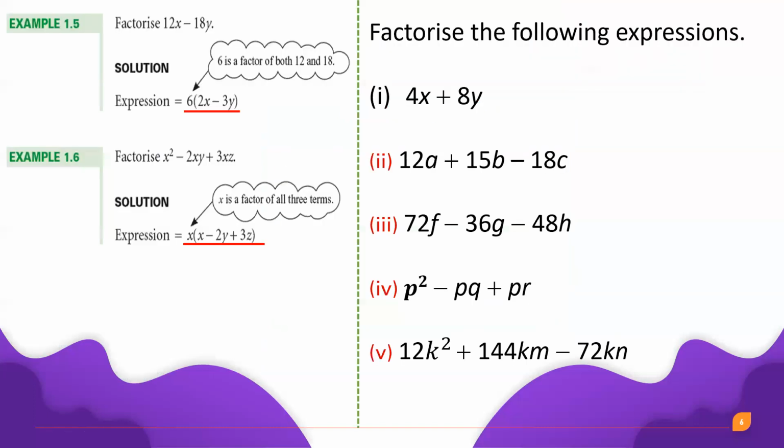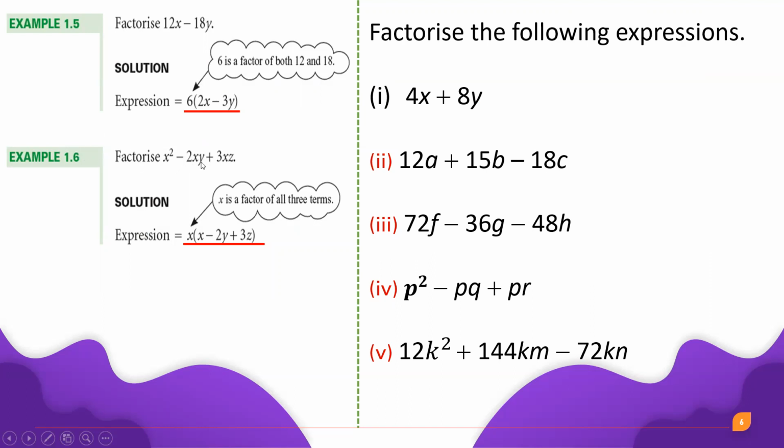Now let's look at another example. It says 12x minus 18y. When you look keenly, you'll be able to see that 6 is the greatest common factor of both 12 and 18. So you factorize it out, putting the rest in brackets. To get the answer, you get 12x, you divide it by 6. So 12 divided by 6, you get 2, and 18 divided by 6, you get 3. So you have factorized out.